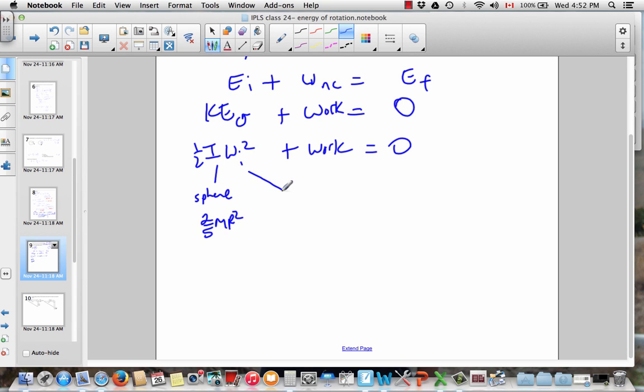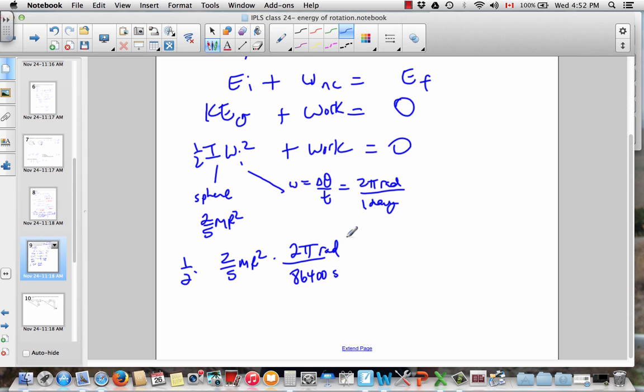And for the initial angular velocity of the Earth, I indicated several times a little trick for finding that: when it's spinning at a constant speed, speed is a distance over a time. This is 2 pi radians of rotation over 1 day, or 86,400 seconds. So putting that all together, we get a half times 2/5 mr squared, and then the omega is 2 pi rads over 86,400 seconds, and then we have to square that. And then we can solve this equation for the work done in stopping the Earth.